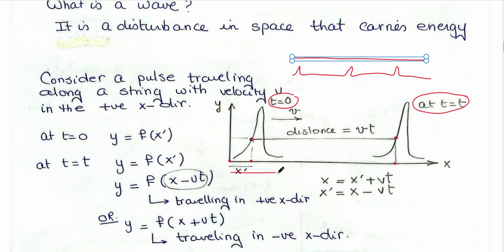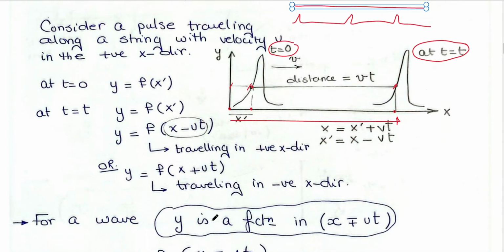X is from 0 to this point. So x equals x dash plus this distance. You will add x dash plus vt. So x equals x dash plus vt. X dash equals x minus vt. So if y is a function in x dash, it could be written as a function in x minus vt. This happens if the pulse is traveling in the positive x direction. You can make the same discussion if the pulse is traveling in the negative x direction, but now x plus vt. So the first information, we know that y is a function in x minus or plus vt.